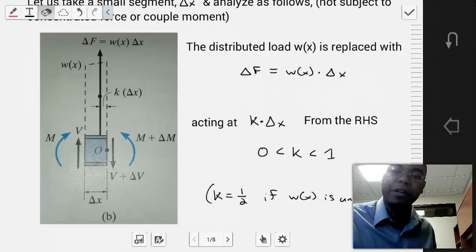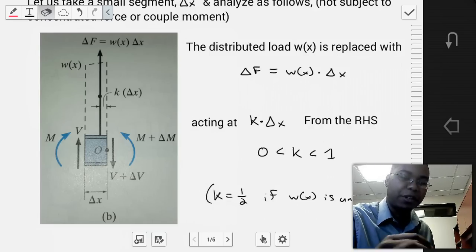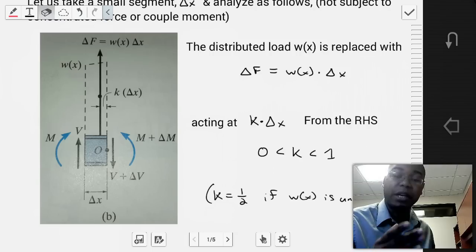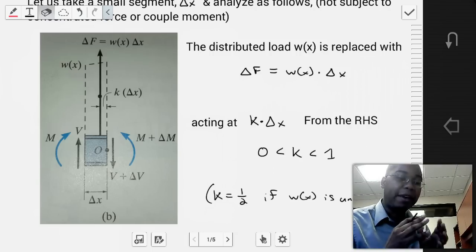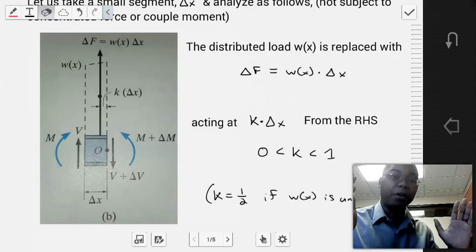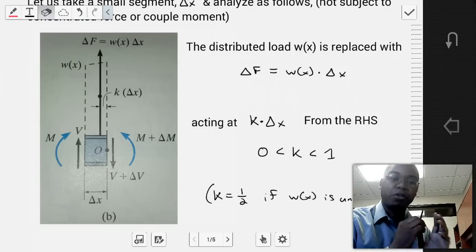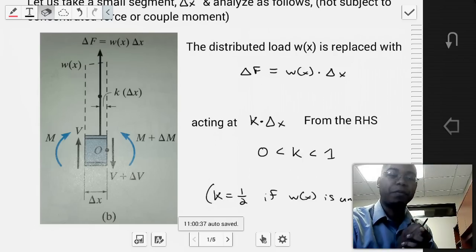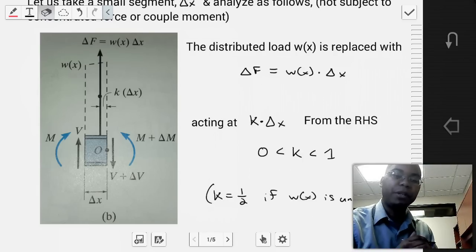So the distributed load, w(x), over this small distance delta x can be replaced with a differential concentrated force, right? If we have a distributed load, we can turn that load into a single resultant. So we're going to create a differential resultant, or delta F, which is equal to the distributed load times the distance, delta x.